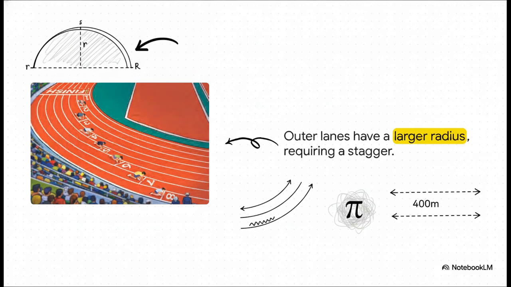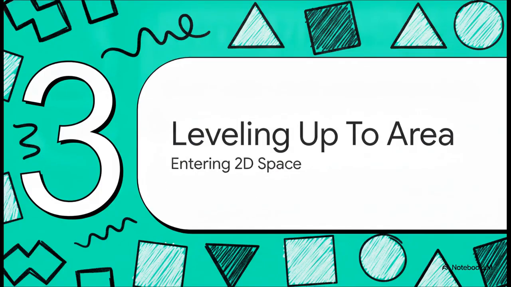So the stagger doesn't give anyone an unfair advantage at all. It mathematically compensates for the longer curve. Because of that stagger, everyone truly runs exactly 400 meters. Mystery solved.